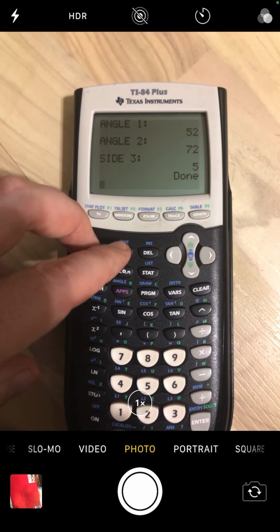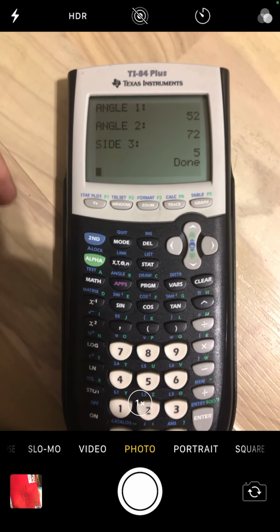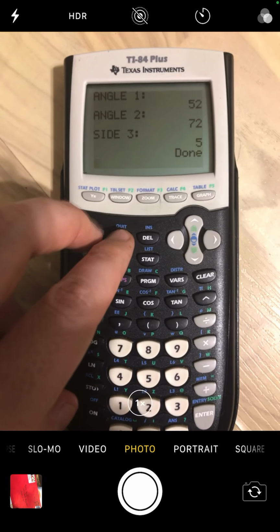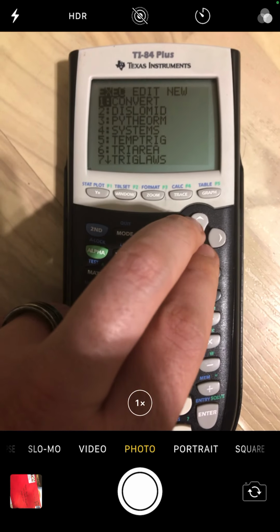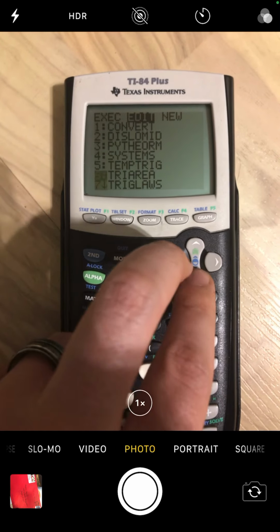I don't think it's a Pythagorean triple, is it? So that shouldn't be exactly 5. That should be some sort of random crazy decimal thing. But it's not because I have it set to round to the nearest whole number. Okay. So let's do one more. Let's do a side angle kind of deal. Right? So trig laws.